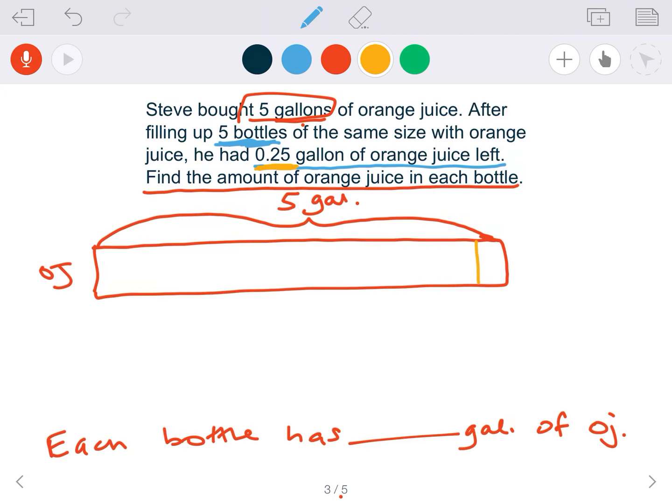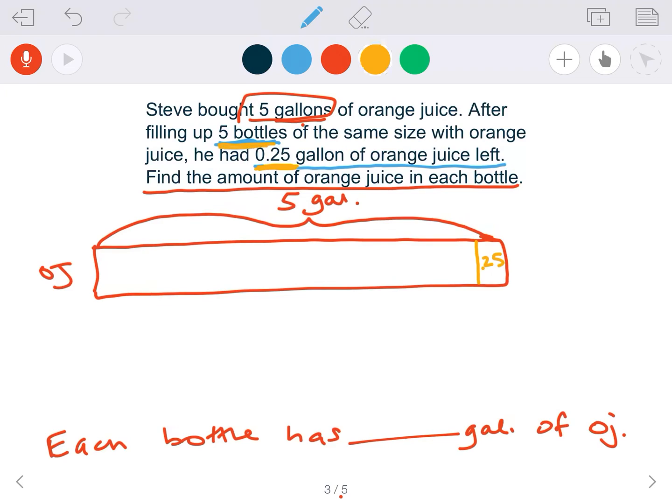This is his little leftover that he gets. Maybe he'll get to have a cup of juice. It'd be a big cup, by the way, if it was a quarter of a gallon. But it's still small compared to the 5 gallons he had. That's going to be our 25 hundredths. Then, that's one part. And then we've got 5 bottles over here. That's going to be the rest of our parts.